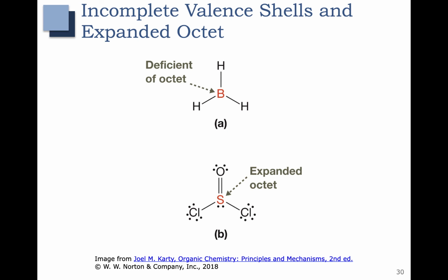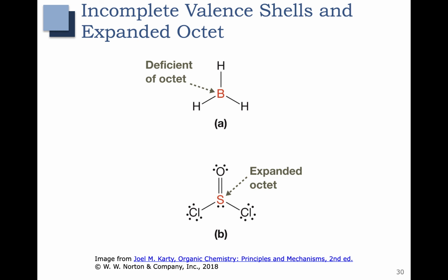We're not going to go into too much detail, but I did want to address the fact that sometimes you will have octet rule violations in proper Lewis structures. One example is BH3. You'll notice that boron brings 3 electrons to the table, and each hydrogen brings an electron. So that's 6 electrons total, meaning that there's no way in this situation for boron to have its octet filled. And this is just what happens because there aren't any other electrons to play around with.